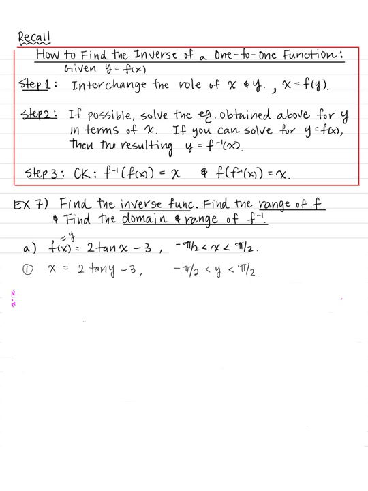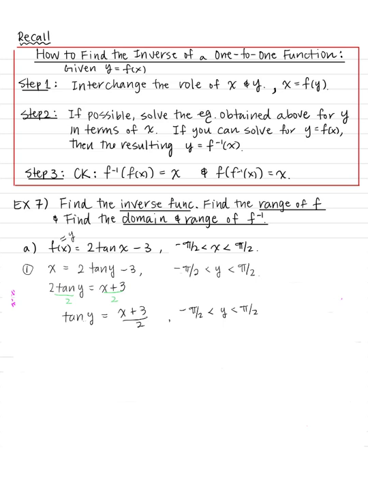So let's first bring the 3 to the other side. And I'm going to swap it around and write it this way. 2 tan of y equals x plus 3. Now dividing by 2 on both sides, what we're going to get here is tan of y equals x plus 3 over 2, where y is between negative pi over 2 and pi over 2.